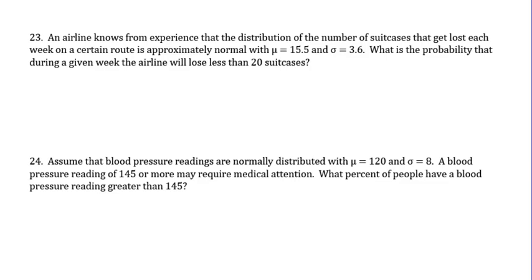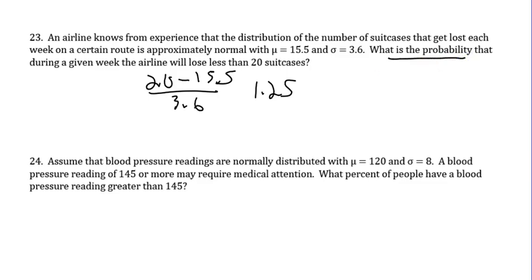Okay, 23. An airline knows from experience the distribution of the normal number of suitcases that get lost each year is approximately normal with a mean of 15.5, standard deviation 3.6. What's the probability of losing less than 20 suitcases? So actual minus the mean divided by the standard deviation. That's going to be 1.25. Again, though, it's asking for the probability, so we need to find the area under the curve. So we look up 1.25, get 0.8944, or 89.4%.